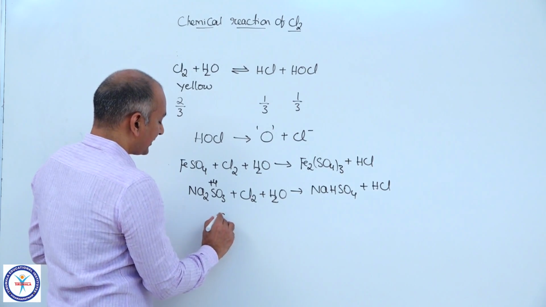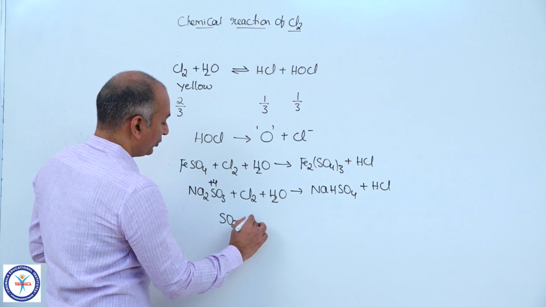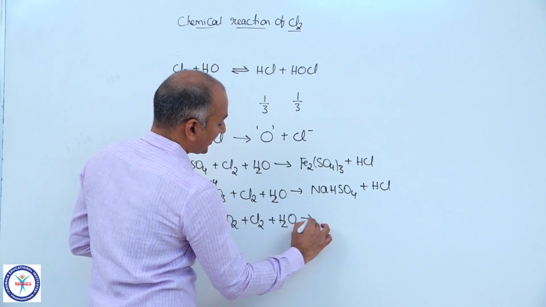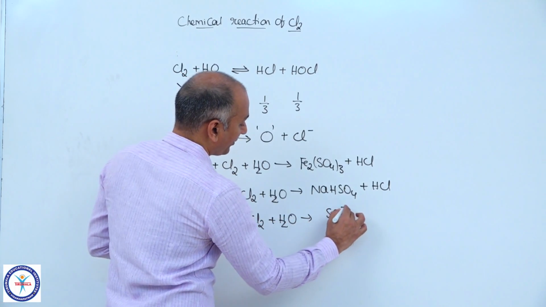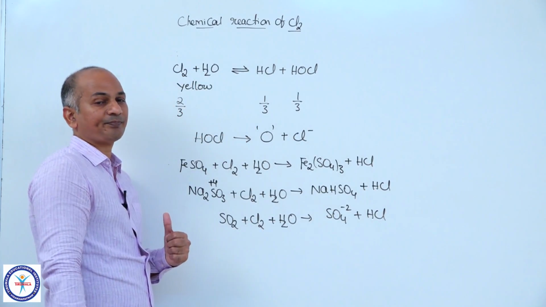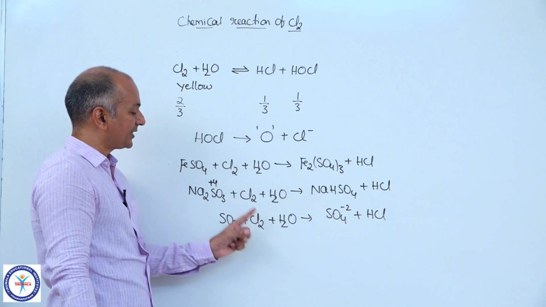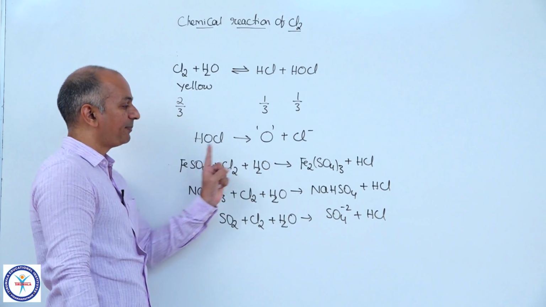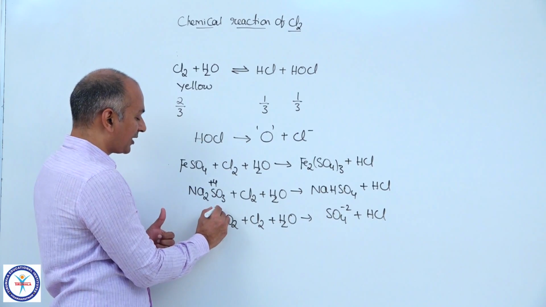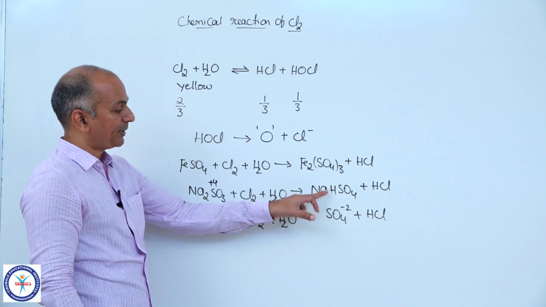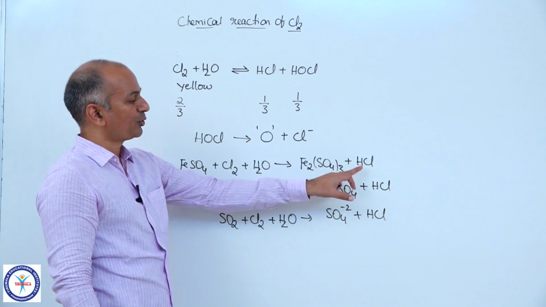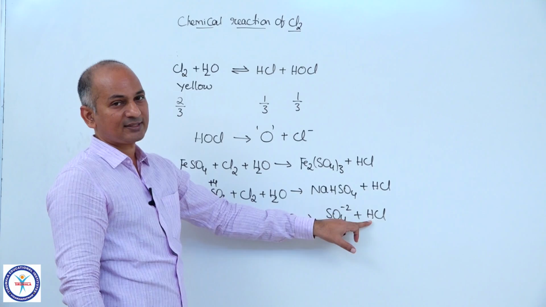Suppose if you take only sulfur dioxide and you treat that compound with chlorine water, that sulfur dioxide is converted into SO4 2 minus plus HCl. See, chlorine water acting as an oxidizing agent. It oxidized Fe plus 2 to Fe plus 3. It oxidized S plus 4. Here also sulfur is in plus 4 oxidation state. 2 plus 6, here also plus 6, and here also plus 6. And in all reactions, chlorine is converted into Cl minus.